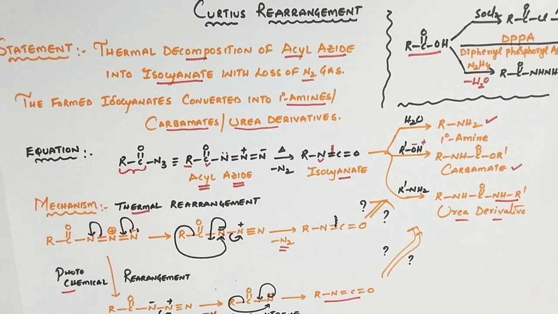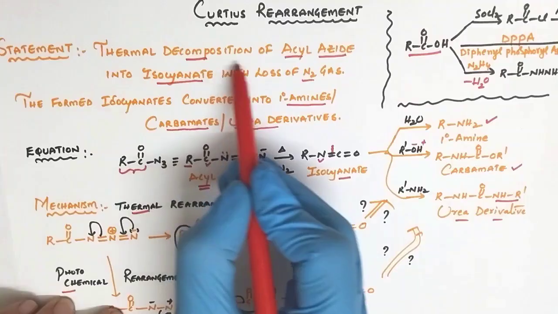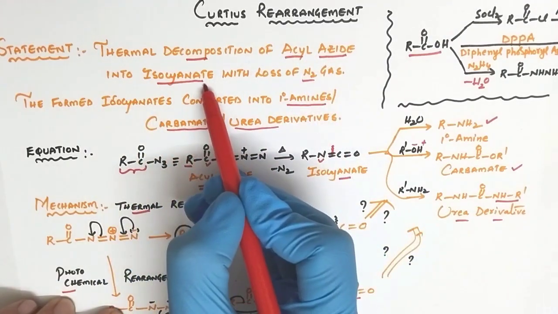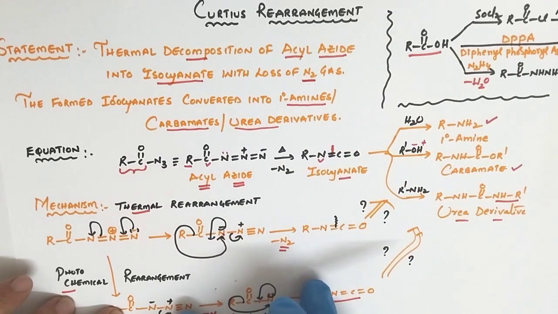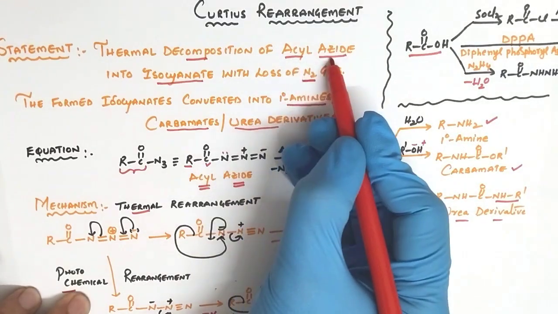Let's discuss the next name reaction, that is Curtius rearrangement. So this is also an example of rearrangement reaction. Let's see the statement. Thermal decomposition of acyl azide into isocyanate with loss of N2 gas is commonly called as Curtius rearrangement. In this rearrangement, the reactants are acyl azides.